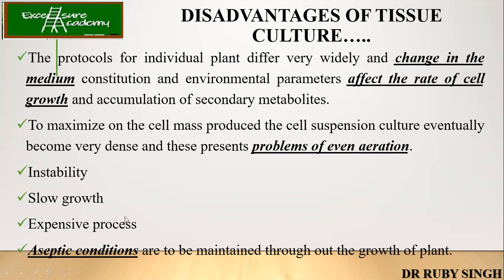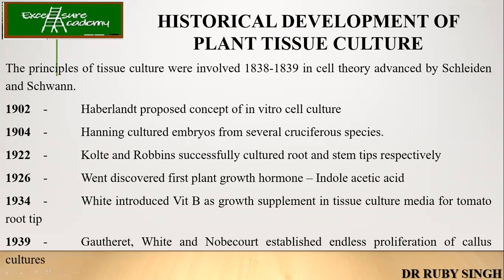Of course, plant cells always show a slow growing pattern, and it is an expensive process. Aseptic conditions need to be maintained throughout the growth of the plant. So, as we already said, if a disease comes, it is going to affect the entire tissue culture setup. Okay. Now, this is the list of the historical development of plant tissue culture.